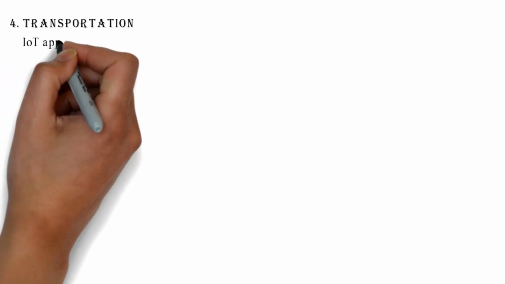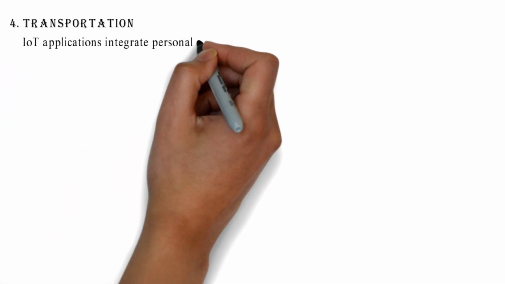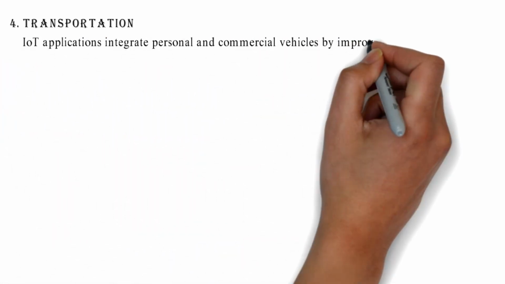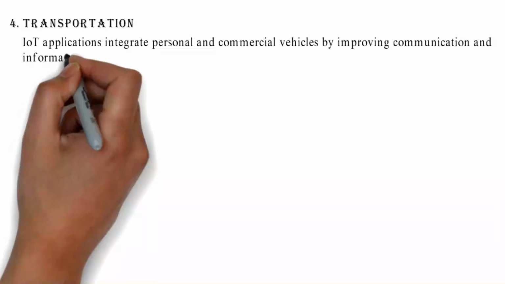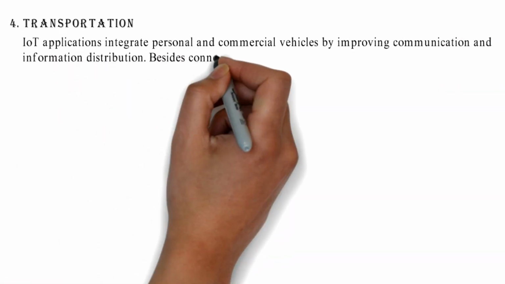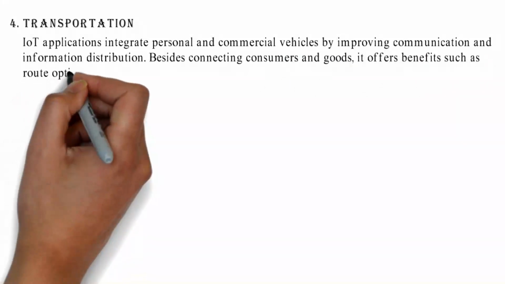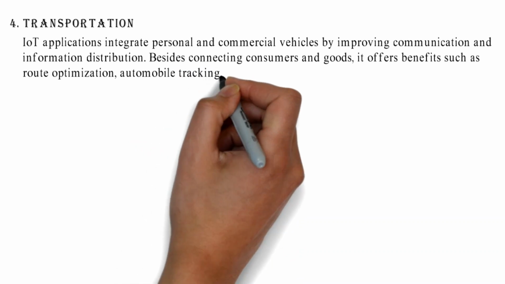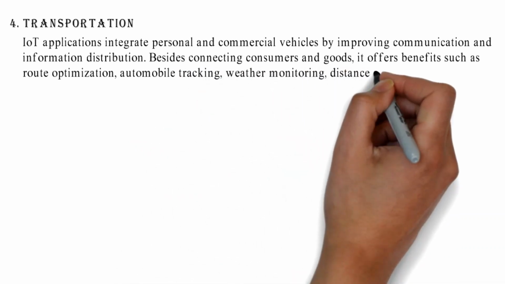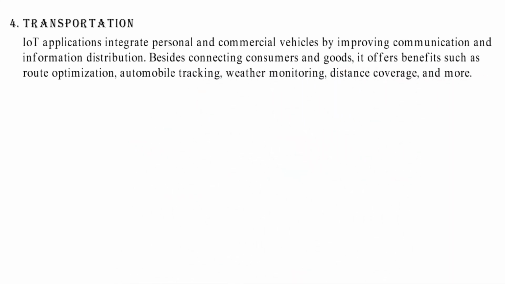Four. Transportation. IoT applications integrate personal and commercial vehicles by improving communication and information distribution. Besides connecting consumers and goods, it offers benefits such as route optimization, automobile tracking, weather monitoring, distance coverage, and more.